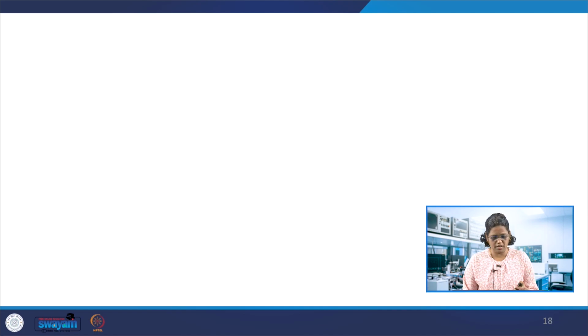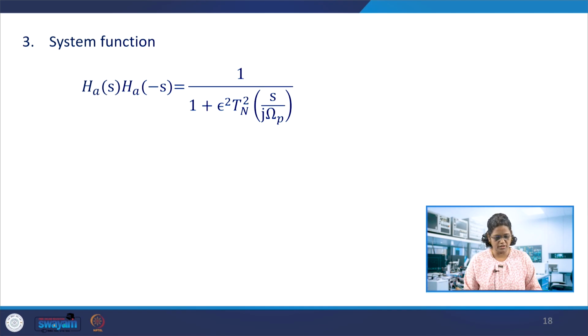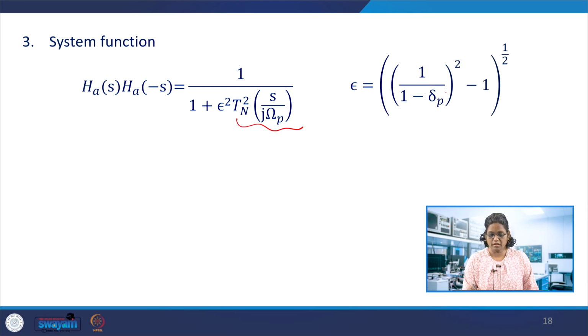After getting k and d, find the order, and then go to the system function, the equation H of s in the s plane: 1 by root of 1 plus epsilon square Tn square of s by j omega p. Here s is equal to j omega, so it is omega by omega p. Epsilon is related to root of 1 by del p square minus 1. This is related to the characteristics we have seen, 1 by root of 1 plus epsilon square, and equating that to 1 minus del p, you get this expression. Here it depends on the even and odd order.